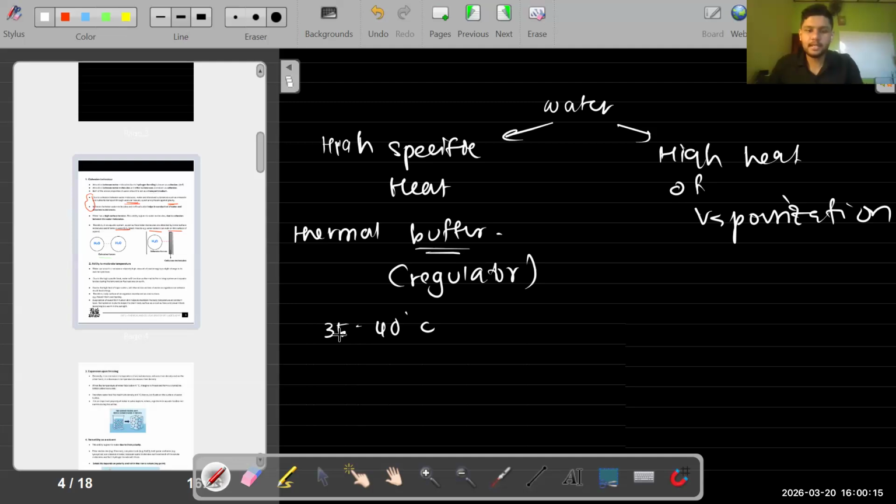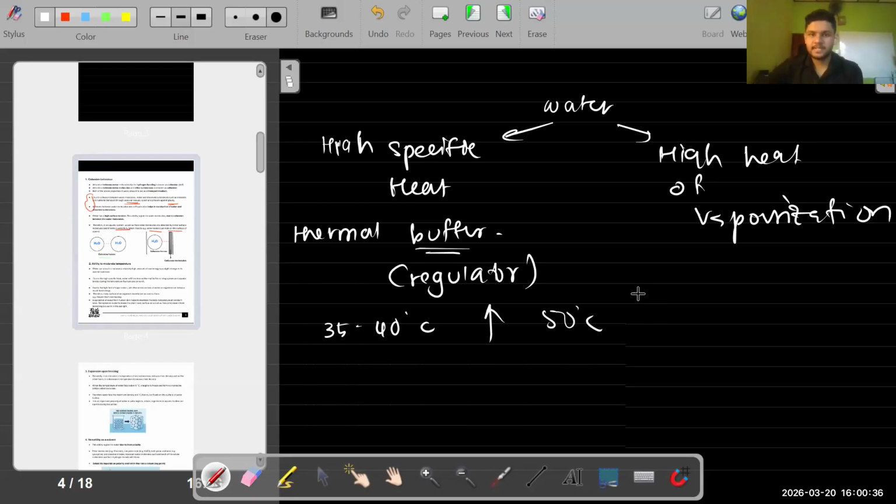Now suddenly the environmental temperature increases to 50 degrees Celsius. So what happens? Our body temperature also starts to increase. So the water in our body will decrease the temperature. How? By secreting sweat. Can you understand?